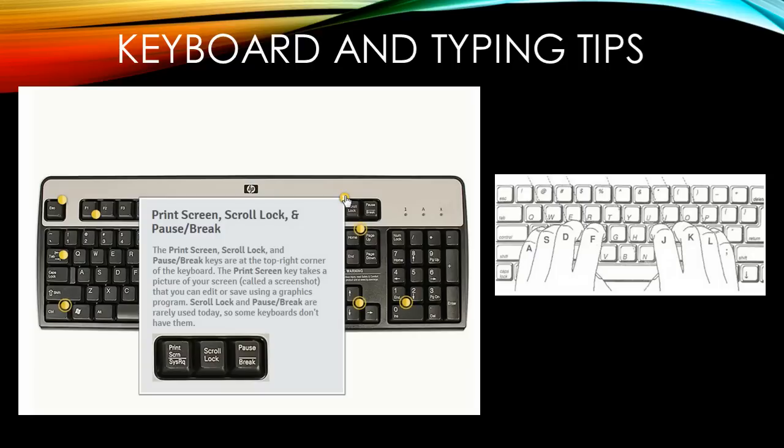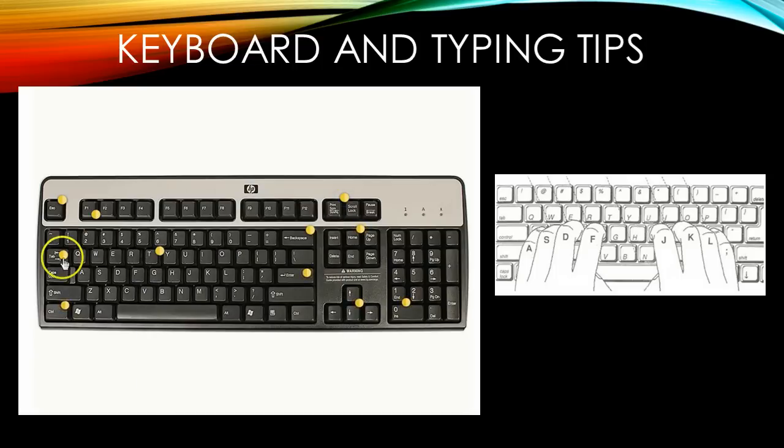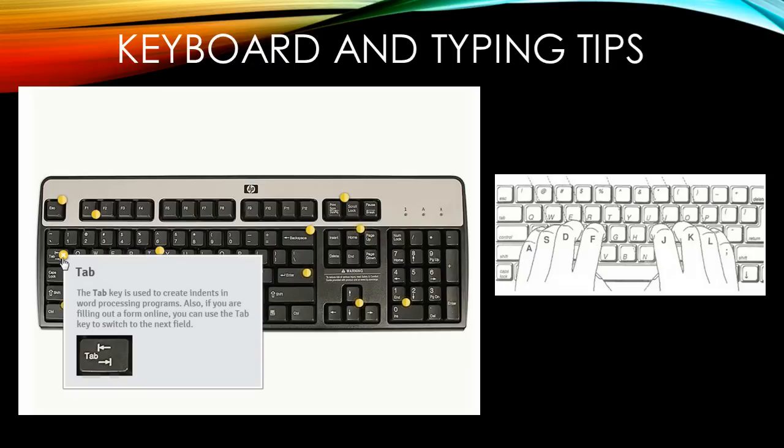But the scroll lock and the pause break aren't anything that's really being used in common use today, so we're not even going to really talk much about that one. Your tab button is a really good button for you to get familiar with. It's used to create indents in word processing programs. So if you're typing a letter or if you're writing up something that has paragraphs in it that require you to indent, that would be a good thing for your tab button.